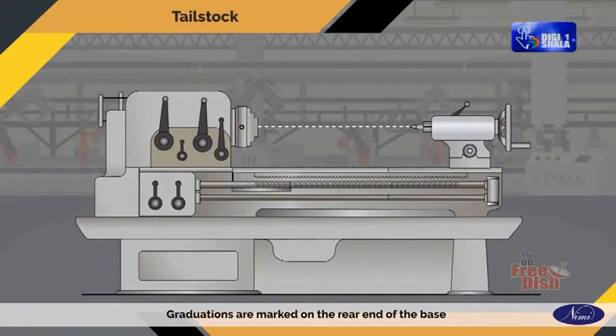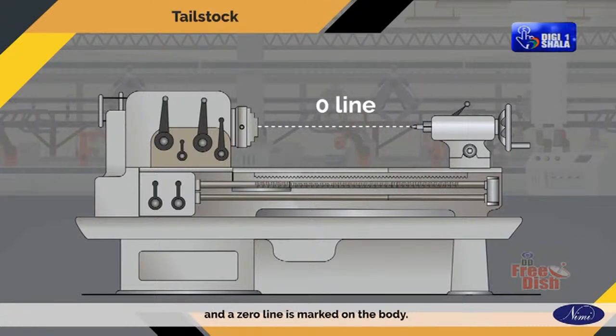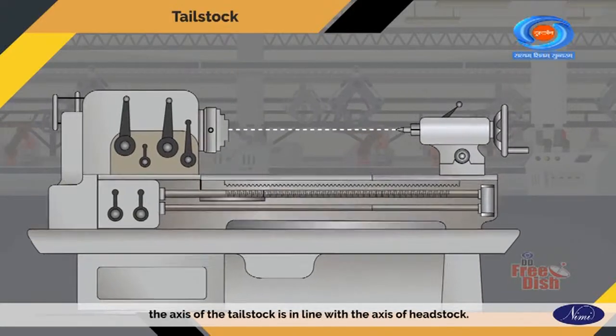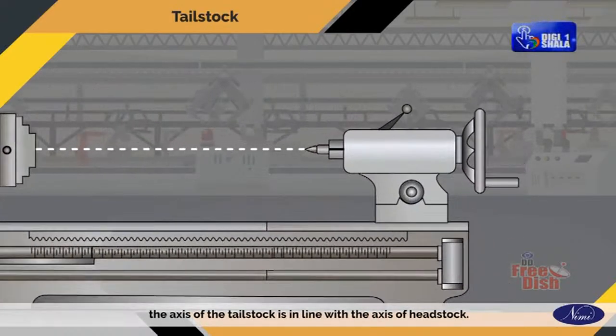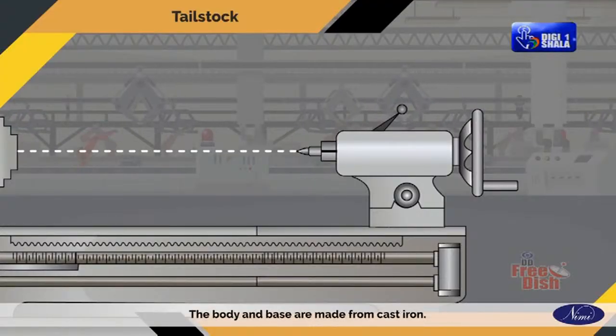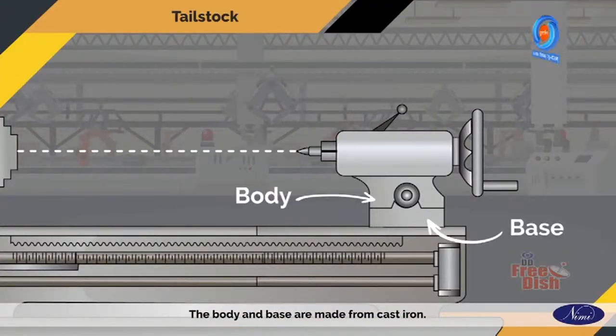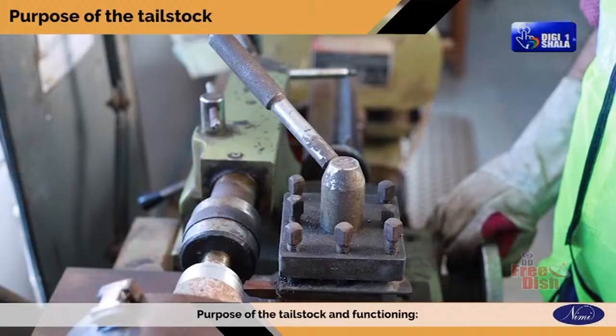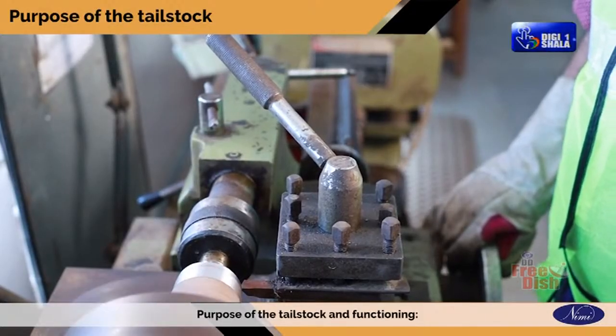Graduations are marked on the rear end of the base and a zero line is marked on the body. When both zero lines coincide, the axis of the tailstock is in line with the axis of headstock. The body and base are made from cast iron. The parts of a tailstock can be seen on screen. Purpose of the tailstock and functioning.